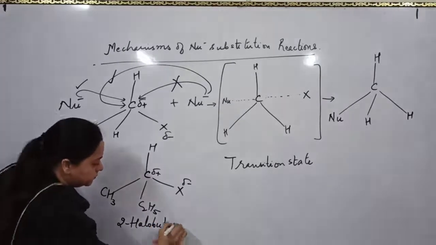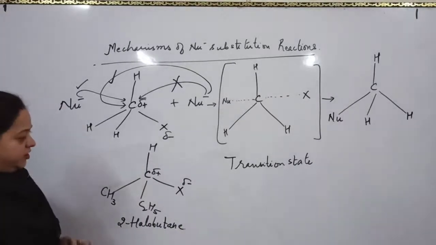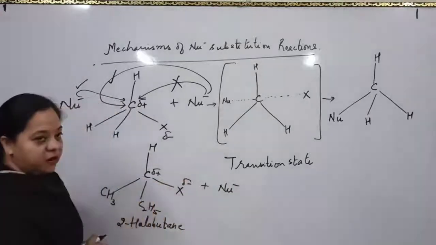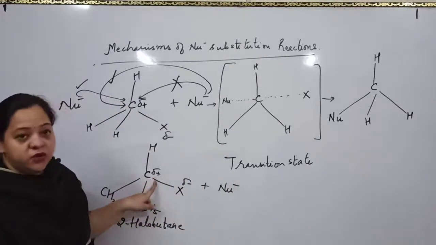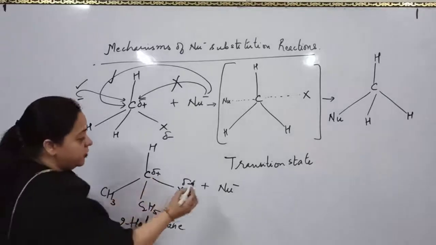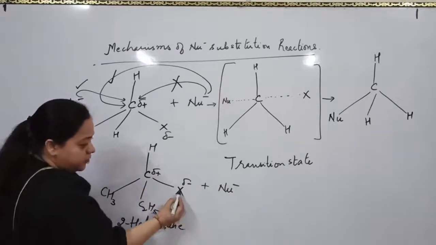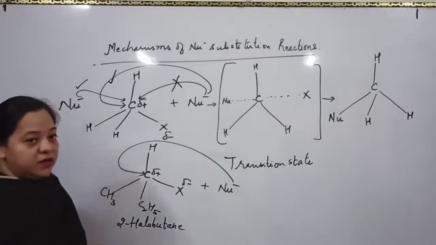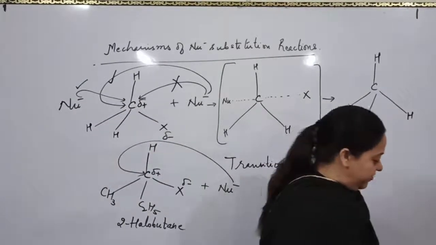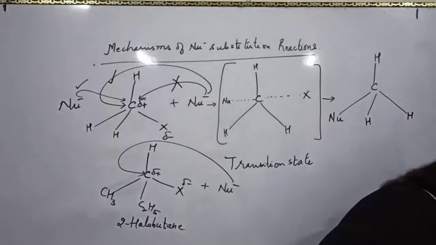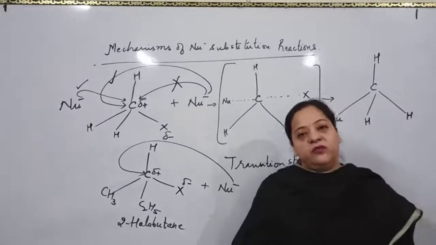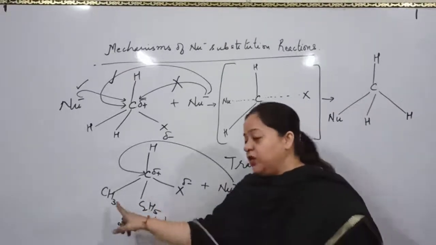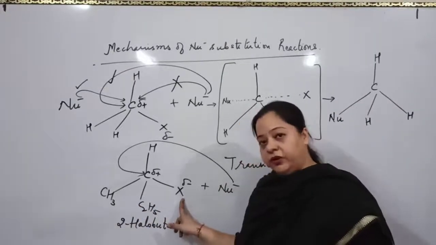2-halobutane. In this optically active halide, the nucleophilic attack on this carbon again has to be from the opposite side, not from the same side. If this is the frontal side, then the nucleophilic attack is from the rear side, again a 5-membered transition state will be formed, and the nucleophile will occupy the position which is the mirror image position to this leaving group.